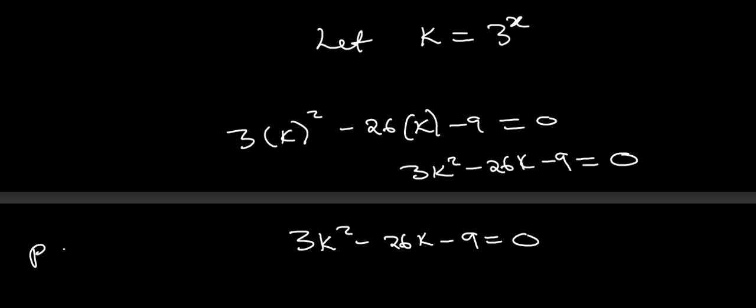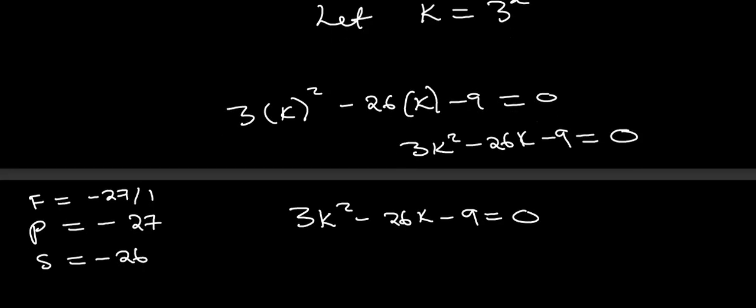So the product is simply 3 by 9, which should be negative 27. Then the sum is negative 26. So the factors that we can use in this case will be what? Is it negative 27 and 1? If we multiply them, they give us this. If we add them, we get this here.